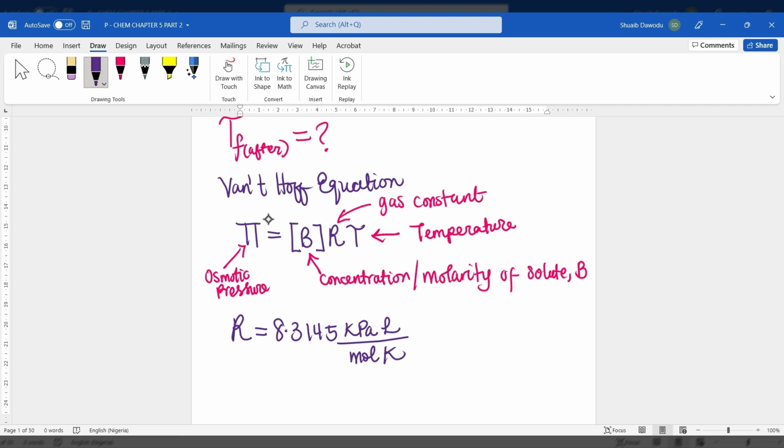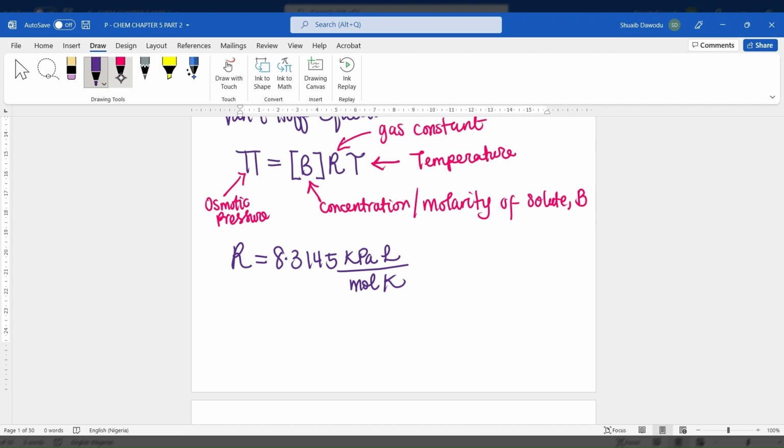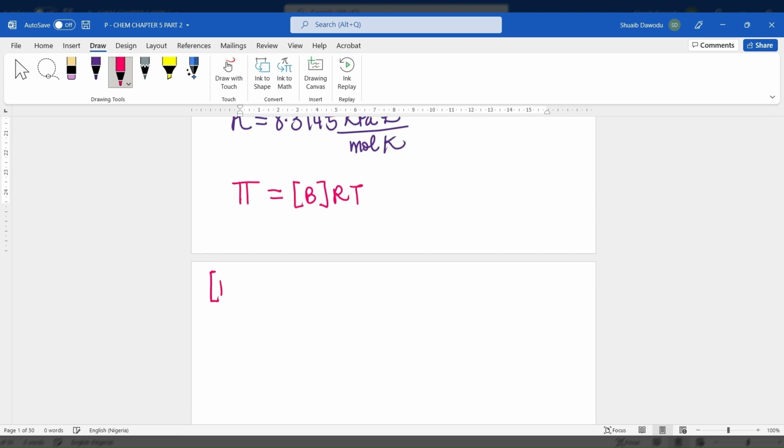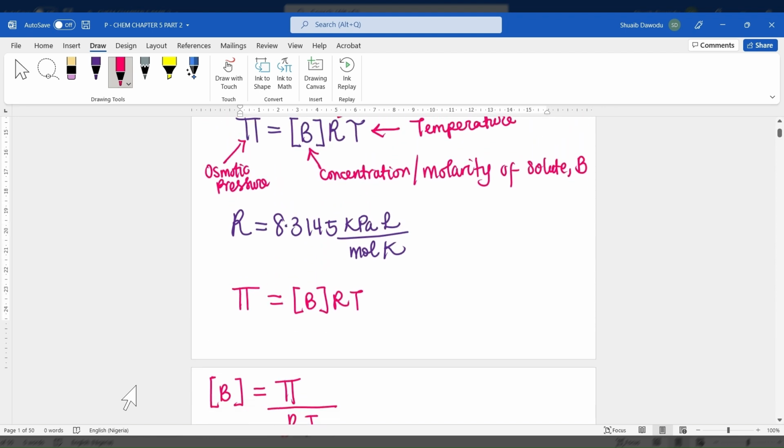Knowing that we have the osmotic pressure, the temperature, and the gas constant, what is left for us to solve for is the concentration of the solute. So rewriting the formula for B, you have the osmotic pressure divided by RT, where we've been given the osmotic pressure, we have the gas constant, and we have the temperature.